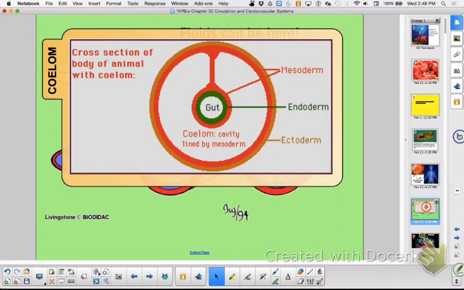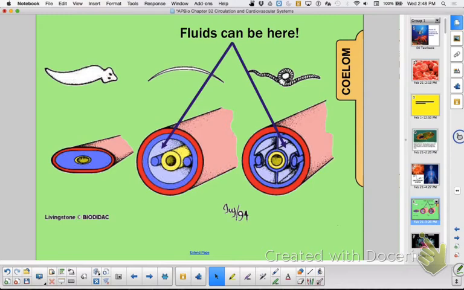Pseudocoelomate, it's not completely lined. If you look right here, we have our endoderm layer right here, that's going to be our gut tube, and then this space right here. We have mesoderm on the outermost part of it, but it's not lining to the inside of it. So that's called a pseudocoelom. Chances are if you're coelomated, oftentimes you have a system where fluids are going to be moving through it. So you can use your gastrovascular cavity, you can use your coelom in order to transport those fluids, or your pseudocoelom.